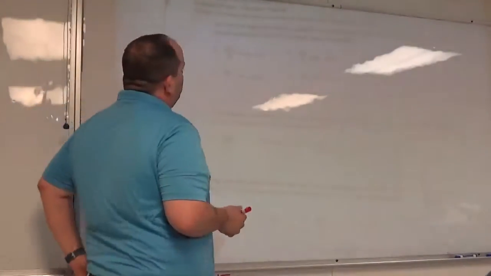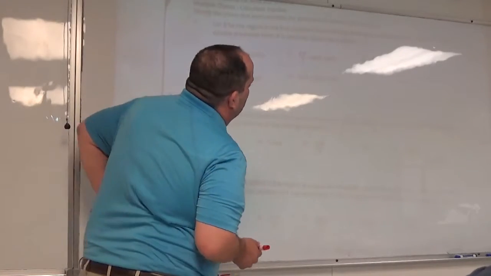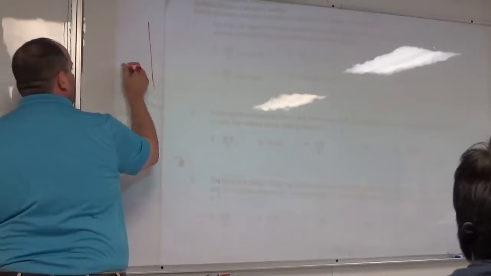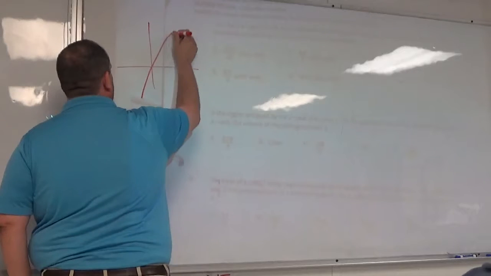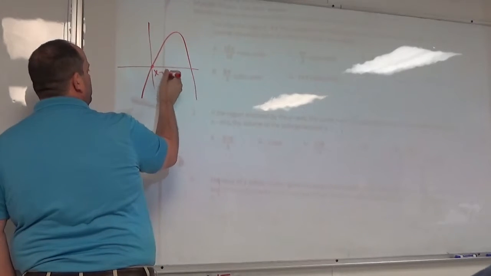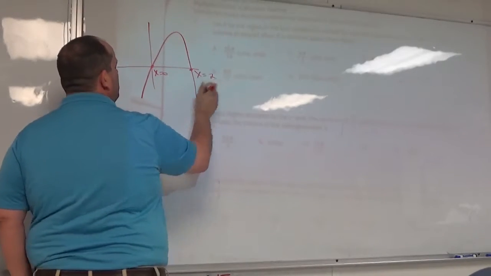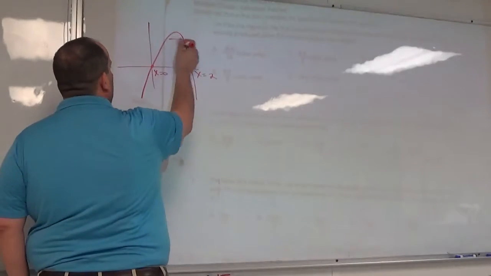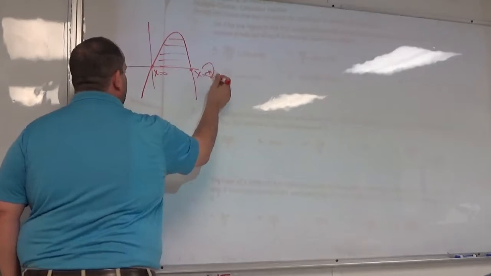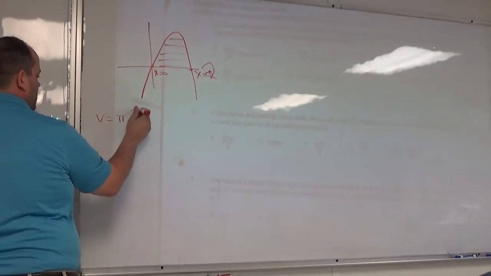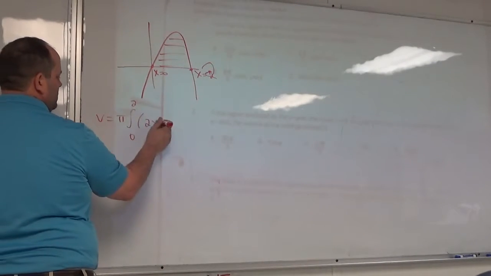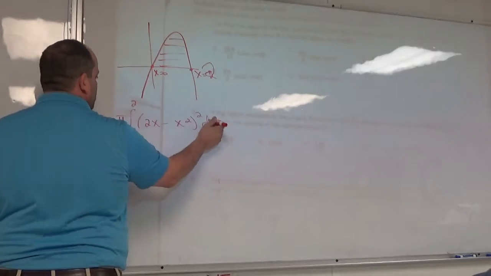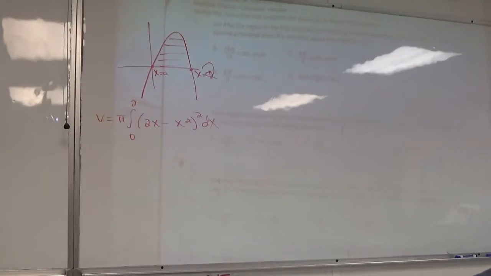Let R be the region in the first quadrant bounded by the x-axis and the curve y equals 2x minus x squared. Well, that is a parabola opening down, passing through the points x equals 0 and x equals 2. The volume produced when R is revolved around the x-axis. So this should be integral from 0 to 2, 2x minus x squared dx. That should be the right setup.